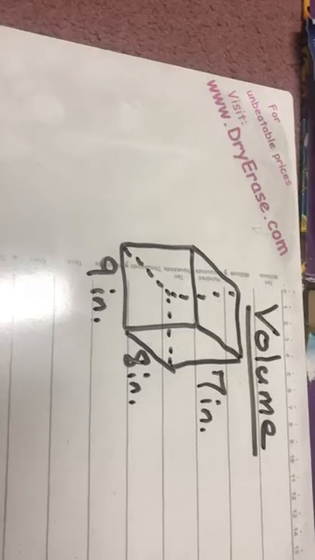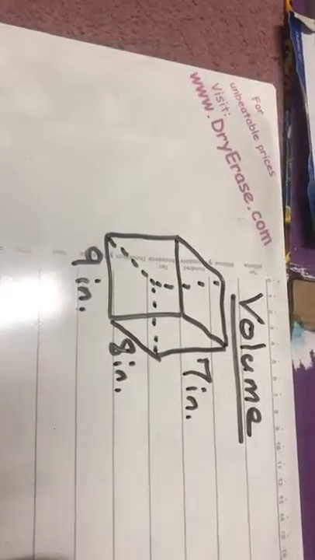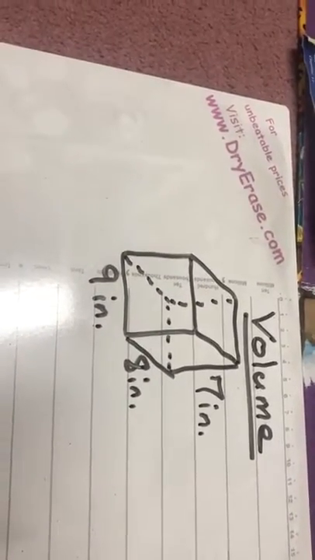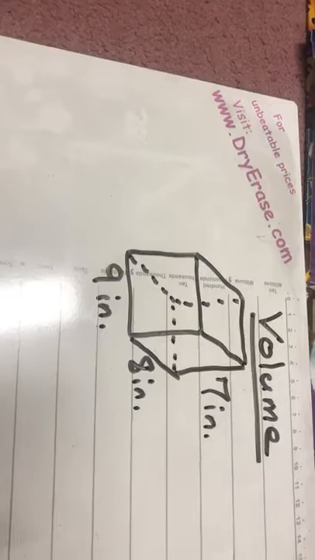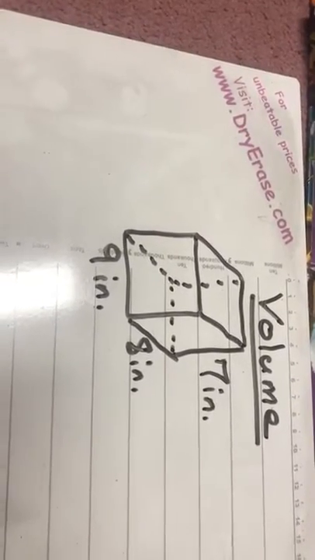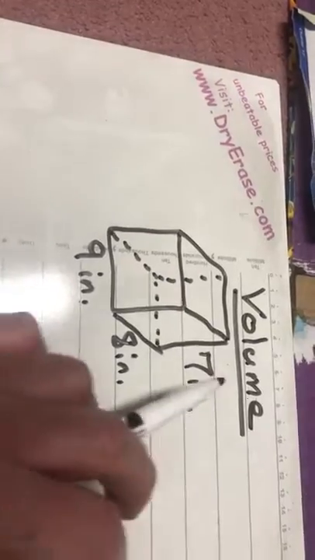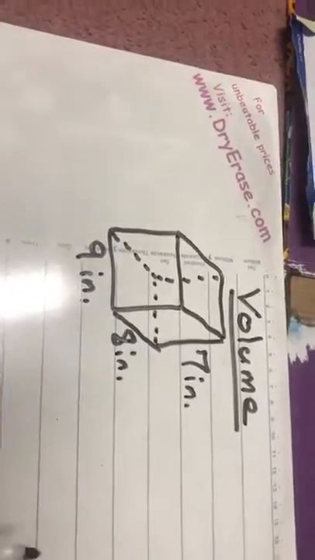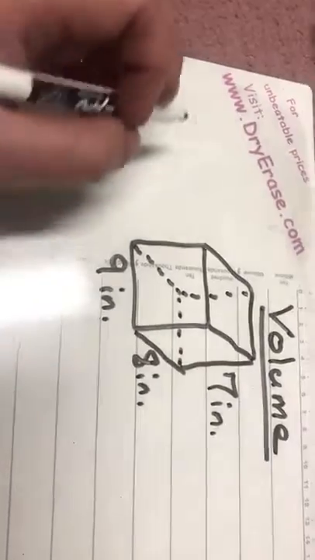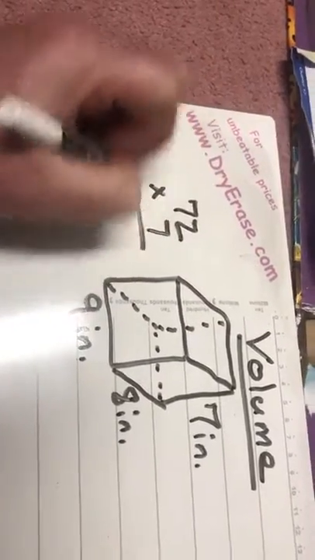Since to find the volume of a rectangular prism is length times width times height, all I'm doing is multiplying these three numbers together. And like we said before, it does not matter what order I multiply them in. As long as I do the multiplication correctly, no matter what order I put these numbers in, the multiplication problem will equal the same. Now, I know that 9 times 8 is 72, so I'm going to start there. Then I'm just going to do 72 times 7.